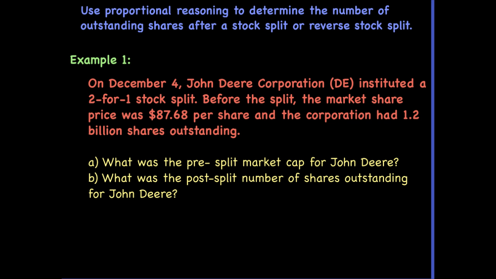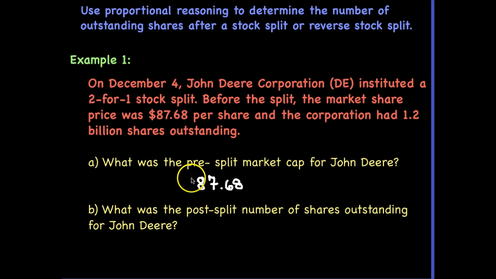On December 4th, John Deere Corporation instituted a 2-for-1 stock split. Before the split, the market price was $87.68, and the corporation had 1.2 billion shares outstanding. What we want to determine is the pre-split market cap. So we want to know what is the value of all that stock. And then we want to determine what was the post-split number of shares outstanding.